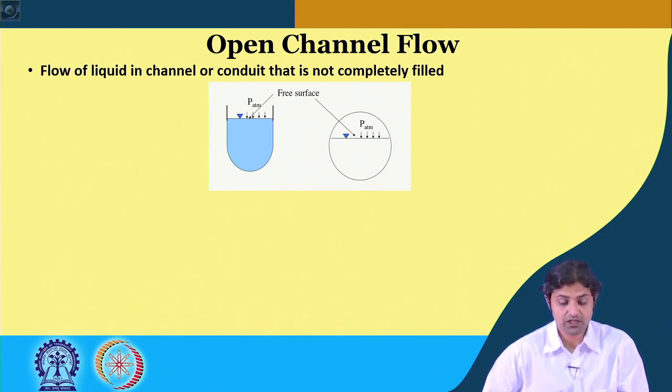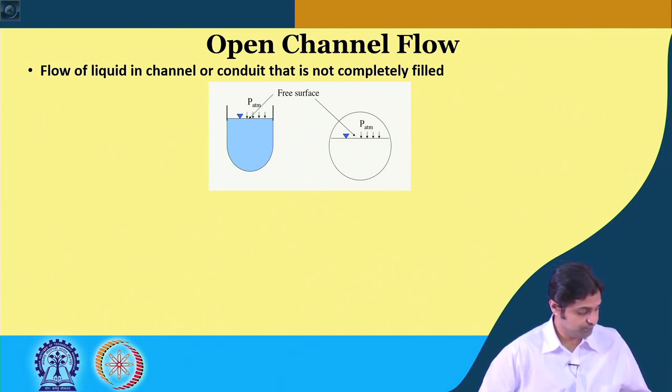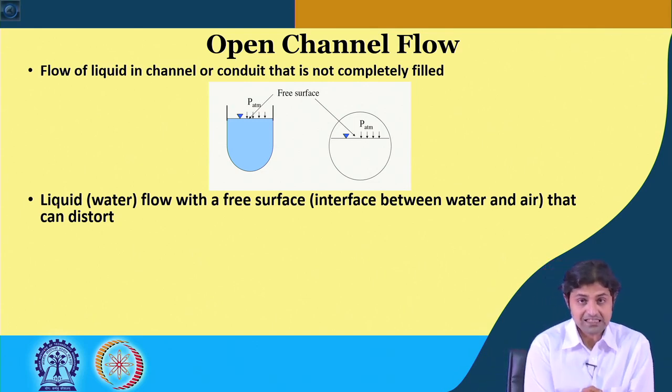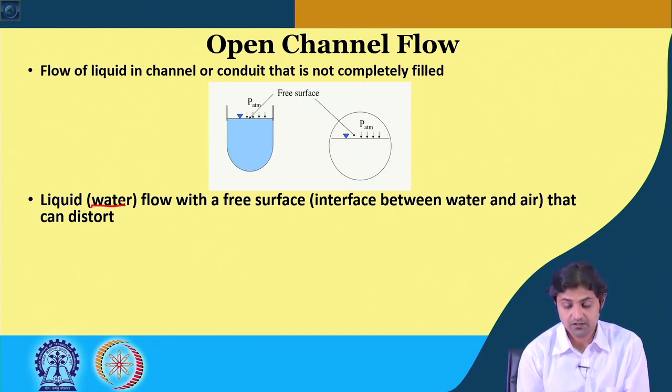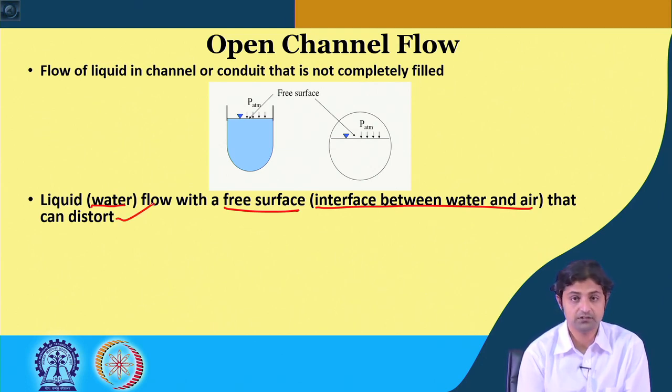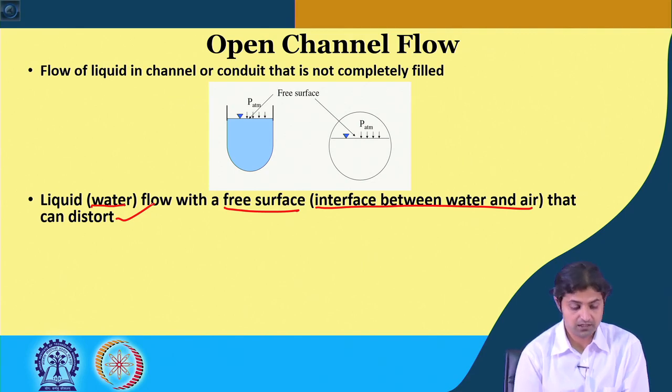So, the difference between open channel flow and pipe flow. One of the most important differences is exposure to atmospheric pressure, or having a free surface in open channel flow. As I said, the liquid in this case, which is water, flows with a free surface. The interface between water and air is called the free surface, and the important property is that this interface can distort. Distort means it will not always remain horizontal; it can take any other shape as well.